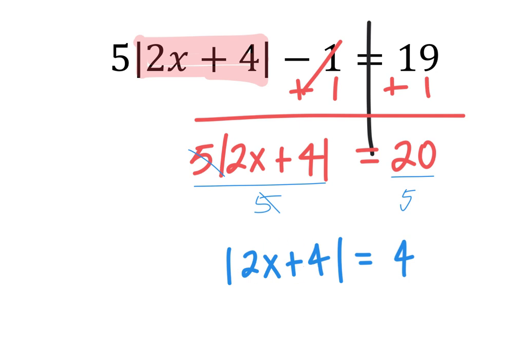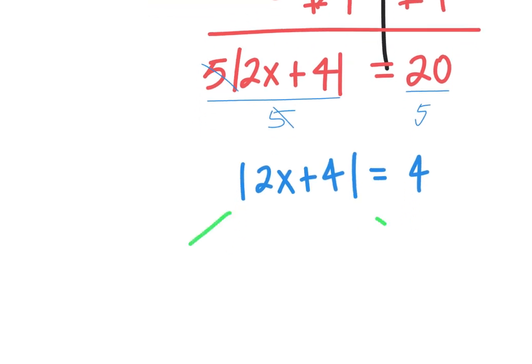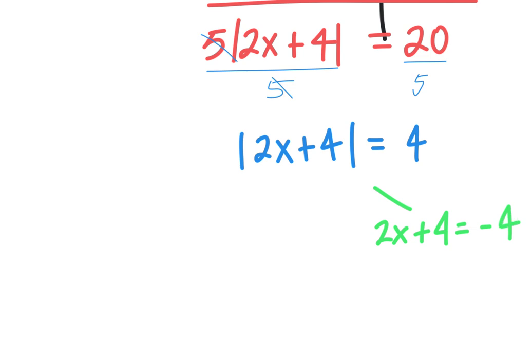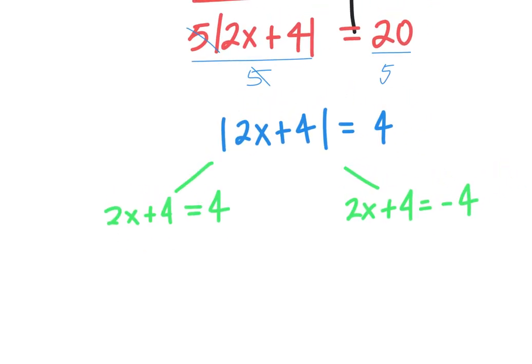Now that it is, we can move on to step number 2, which is, all right, now let's break it up into 2 equations where I take what's on the inside, 2x plus 4, and I'm going to set it equal to a positive 4, and then I'm going to do 2x plus 4 and set it equal to the opposite of positive 4, which is negative 4. Now's the easy part and not the new part, because now just solve both of those for x.